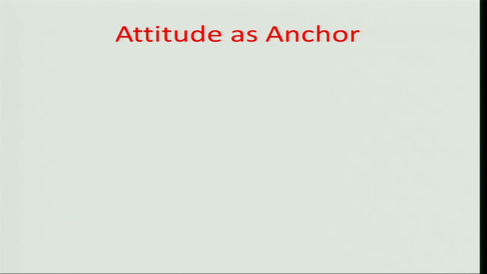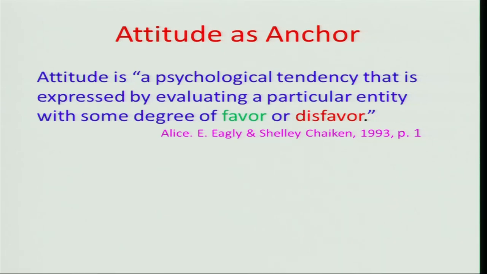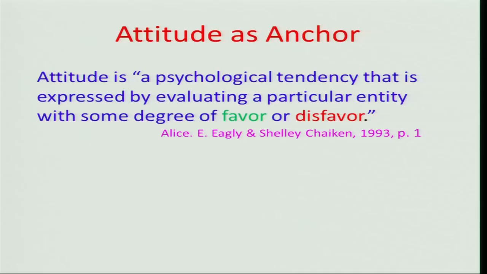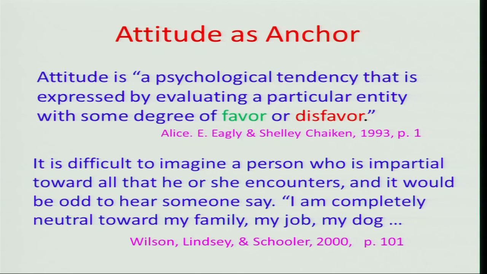And here I would like to present two quotations which I like very much. One is taken from page 1 of a book on attitude. And look at what definition it is. It says, attitude is a psychological tendency that is expressed by evaluating a particular entity with some degree of favor or disfavor. This is the first sentence of the book from which I have taken this. That means we have a tendency to favor some objects, disfavor some objects. The moment we are doing it, we are expressing our attitudes. This is the way. Okay. Now, if it is so, then this is taken from Psych Review 2000.